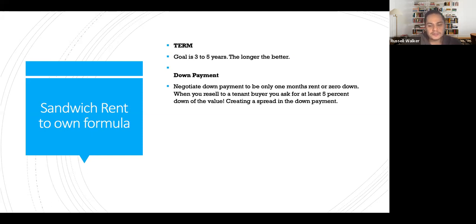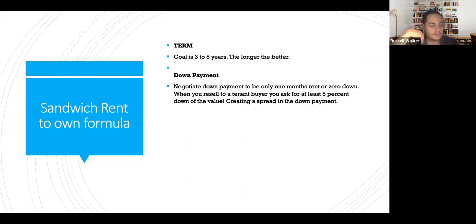And the next thing you want to negotiate, which is important, is a down payment. Negotiate the down payment to be only 1 month's rent, or you can try to do 0 down. When you resell to a tenant buyer, you're trying to get at least 5% down payment, creating a spread in the down payment. So depending on your exit strategy and what you're going to do with it, like I said, you can turn it into an Airbnb. If you turn it into an Airbnb, you're going to have to invest in furniture costs, right? You're going to have to invest money into that. If you do turn around and try to sell it right away, you may have to invest a down payment, right?